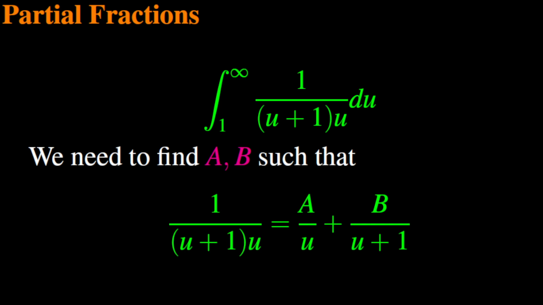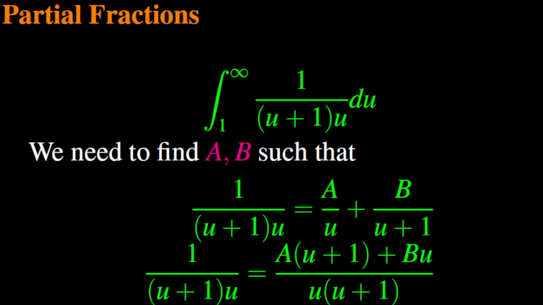Our goal is to find the values of a and b. We need to find the constants a and b such that the fraction 1 over u times u plus 1 is equal to the sum of two fractions, a over u and b over u plus 1. The first thing we should do is to reduce the sum of partial fractions to the same denominator. So, a over u plus b over u plus 1 is equal to the new fraction with numerator a times u plus 1 plus b times u, and denominator u times u plus 1.